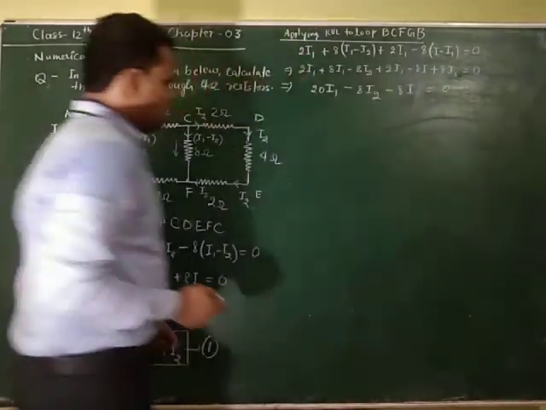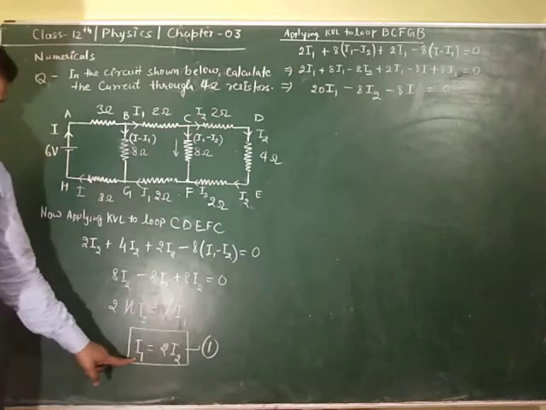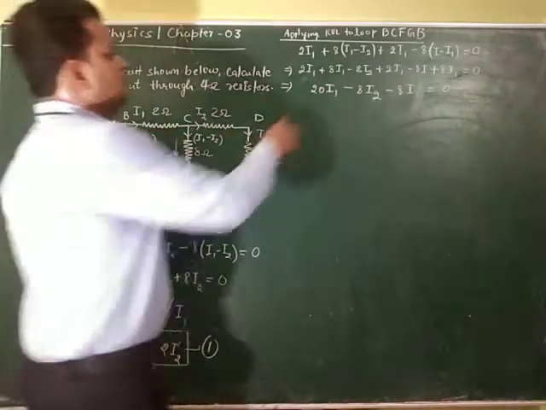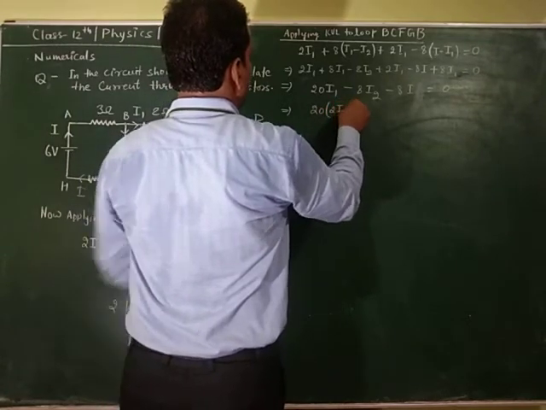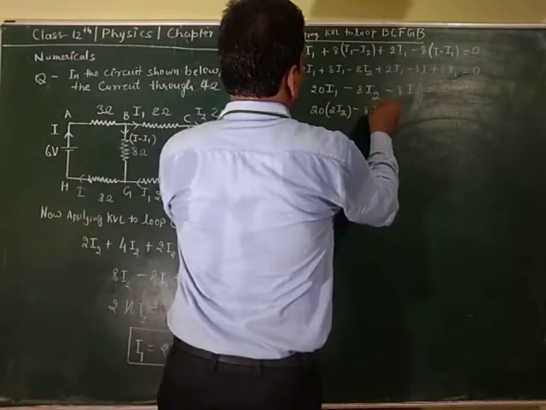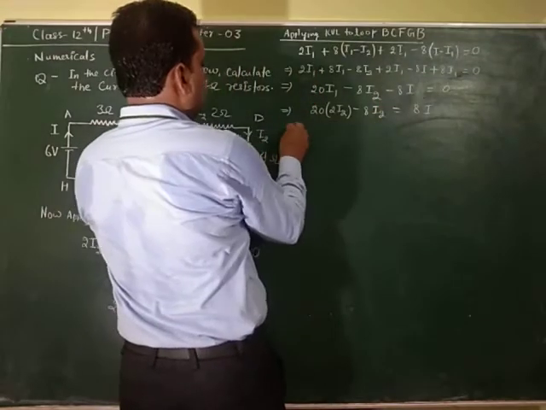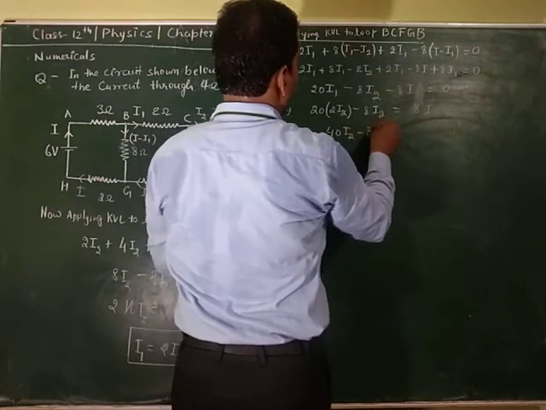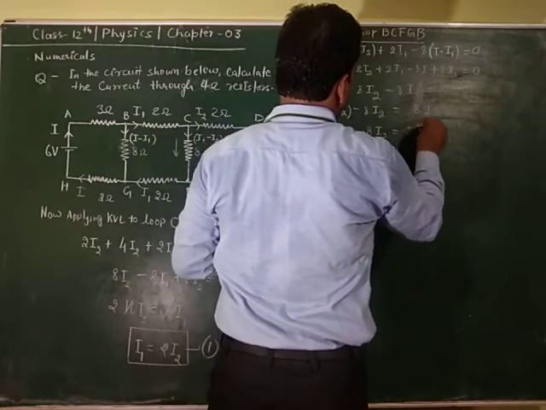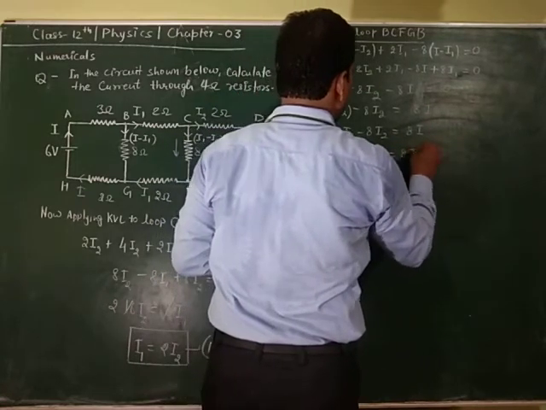So back to this point. Here I1 is equal to 2I2. What do we put in place of I1? 2I2. So keeping here 20 into 2I2 minus 8I2 is equal to 8I. This I transposes to that side. This is equal to 40I2 minus 8I2 is equal to 8I. That is equal to 32I2 is equal to 8I.